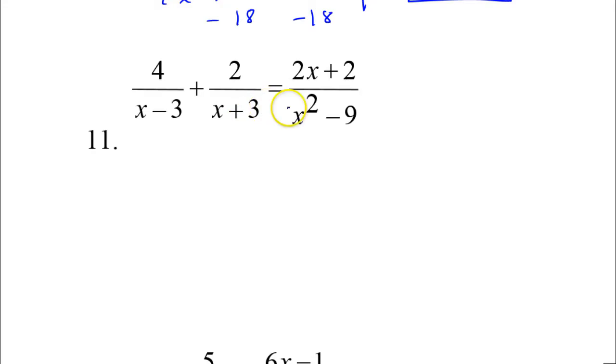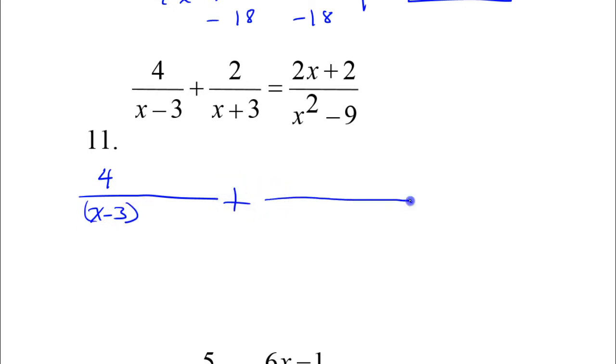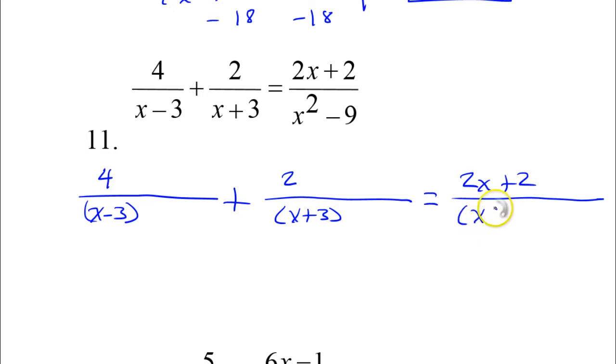Well, solving this equation. So I need like denominators, but I really need to factor everything in the denominator first so I can see exactly what I have. So I'm just going to recopy this a little bit. So I have 4 over x minus 3. All right, I've got 2 over x plus 3. And I've got 2x plus 2 over x minus 3, x plus 3. All right, this is the difference of two squares, so there you go.